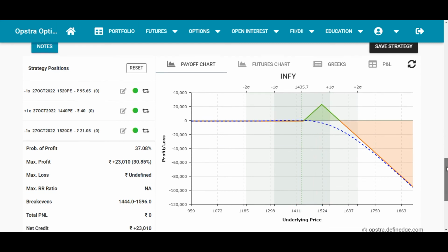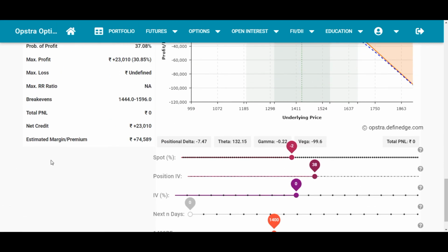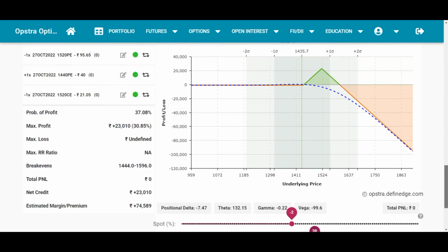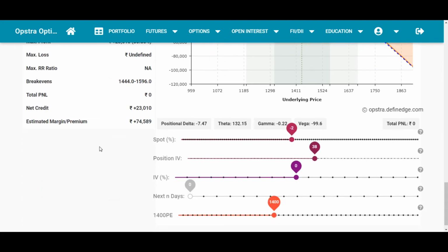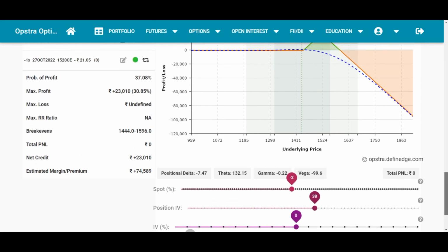And also after doing the adjustments, here you can see that the estimated margin required will be 74,589 levels. But still I will suggest that you need to have sufficient capital in your demat account so that you will not be having any penalty for additional margin required.